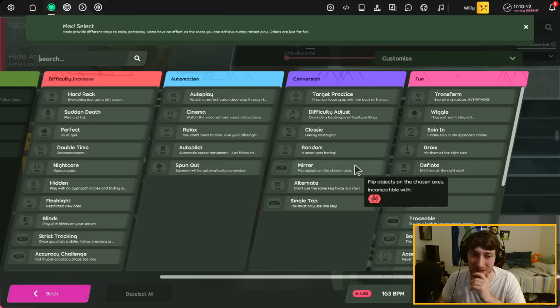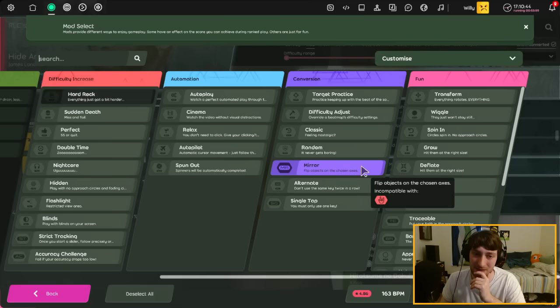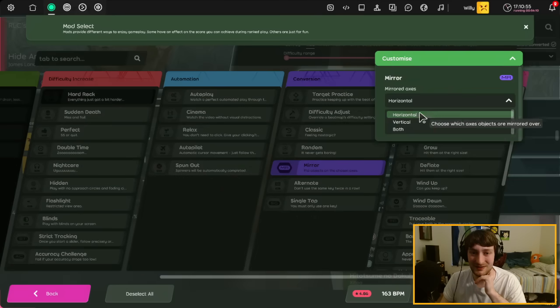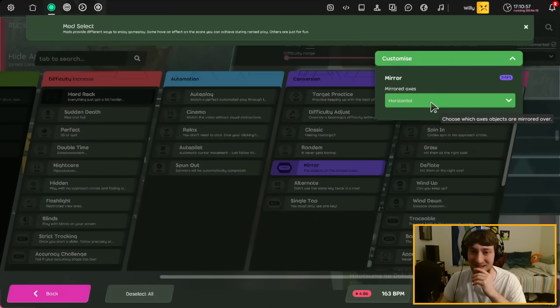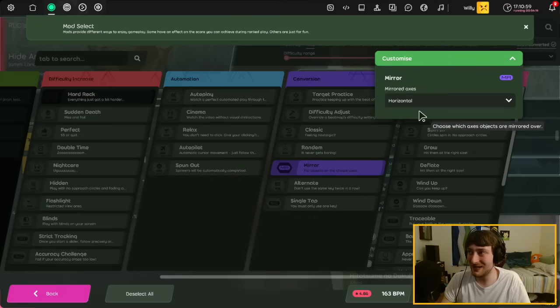Another mod that should be ranked is Mirror, because I feel like that should be the easiest one to consider for ranked. It really doesn't change anything about the map in a way that would break it. It's just reflecting upon different axes. I think that Mirror should just be ranked right now.